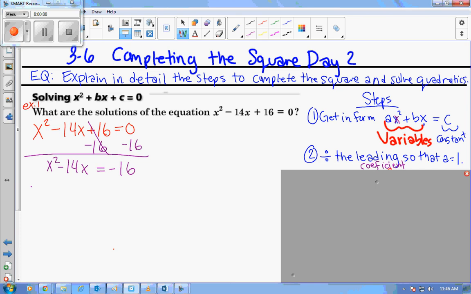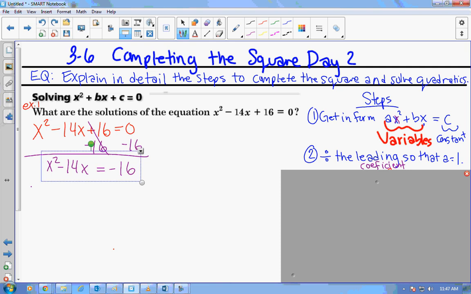What's the leading coefficient of our quadratic? How many x squareds do we have? Oh, my alignment must be off. How many x squareds do we have? 1. Okay, so it's already 1. We don't have to worry about doing step 2, but you have to check. If there's a number with that x squared, you need to divide it away.